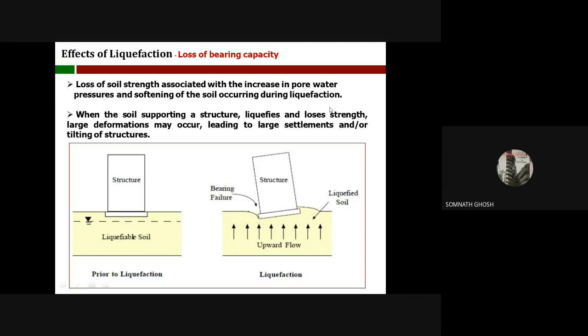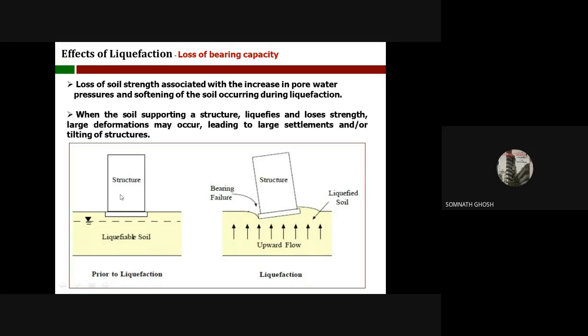And because of that, it will lose its shear strength. That means actually the bearing capacity, right? Leading to large settlement or tilting of structures. Either it will bodily settle, the whole structure settling down, or maybe tilting may occur. Both are dangerous. If it is like this, then also we don't like it. If it is like this, then immediate collapse may take place.